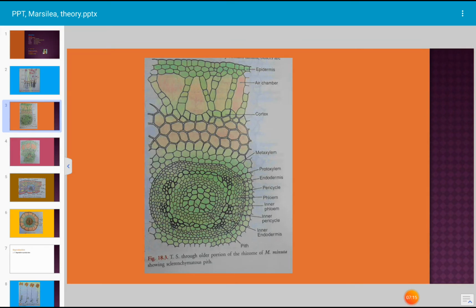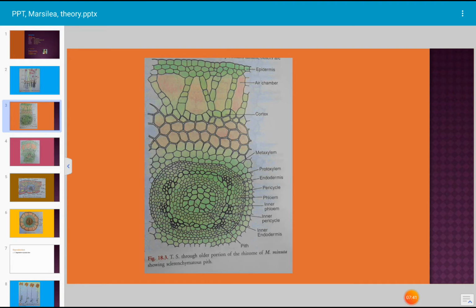Let us see first the transverse section of rhizome of the Marsilea. This is the photograph shown for the rhizome of Marsilea. Rhizome of Marsilea possesses amphiphloic siphonostele. It is a characteristic feature. The outermost layer is single layered, which is known as epidermis, without any stomata. Stomata are absent in epidermis.